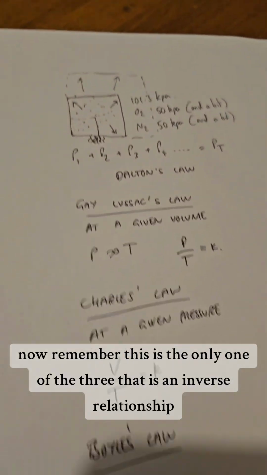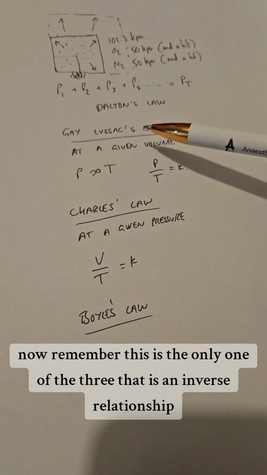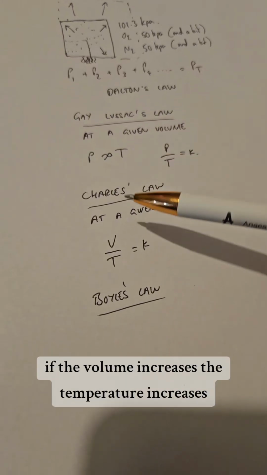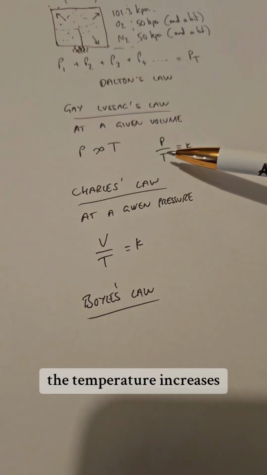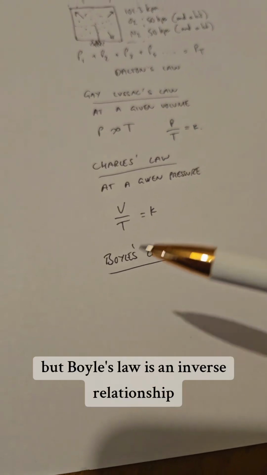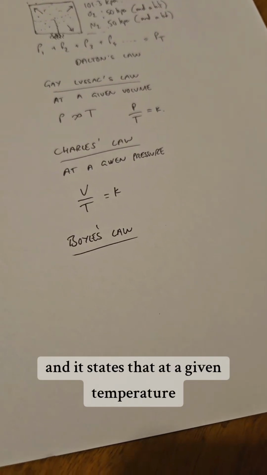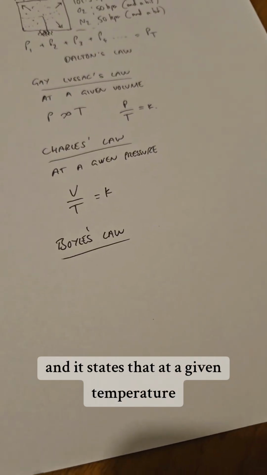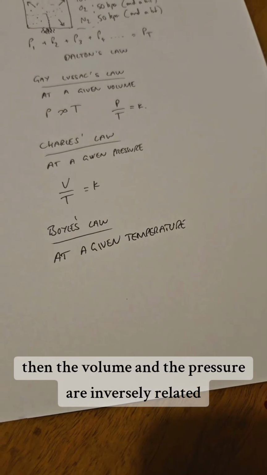Now remember, this is the only one of the three that is an inverse relationship. Both the others are proportional. If the volume increases, the temperature increases. If the pressure increases, the temperature increases. But Boyle's law is an inverse relationship, and that's often where people get caught out. And it states that at a given temperature, then the volume and the pressure are inversely related.